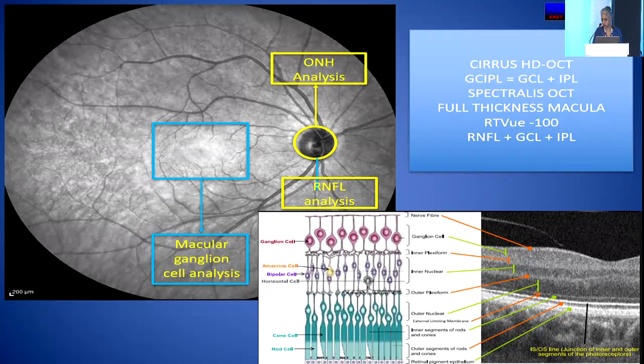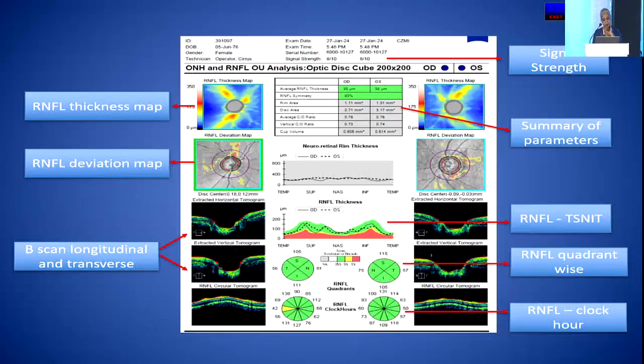When we look at this segmented OCT of the macula, the 3 layers we are interested in are the ganglion cell, its axons and its dendrites. The Cirrus HD OCT gives us a GC-IPL, a combination of the ganglion cell layer plus the IPL layer, whereas the OptoView machine gives us the thickness of the RNFL, the ganglion cell, and the IPL. For this reason, we cannot compare between the machines.